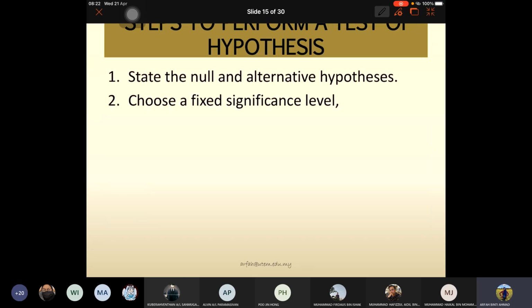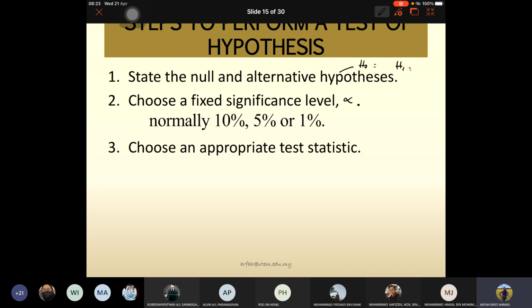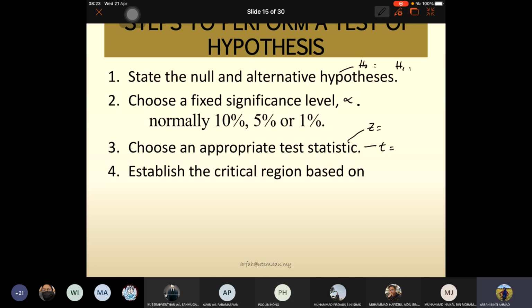So hari ni kita, so this is the step involved. State the null and alternative hypothesis, that is nyatakan what is your H null and what is your H1. Choose the significant level alpha. So selalunya dia bagi 10%, 5% atau 1%. And choose an appropriate test statistic whether you have Z atau T test. Okay. So that is the appropriate test statistic. Establish the critical region based on the value of alpha. That is your rejection region.